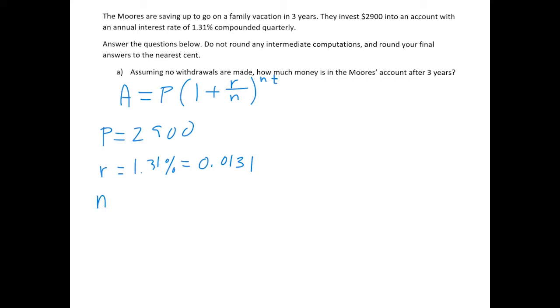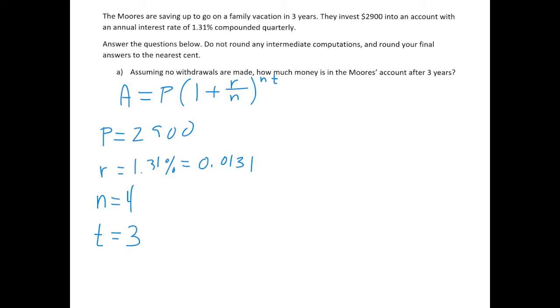n is how many times the money compounds per year. This is compounded quarterly, so n is equal to 4. And finally, time is how long we're waiting for the investment to mature. So we're waiting 3 years.